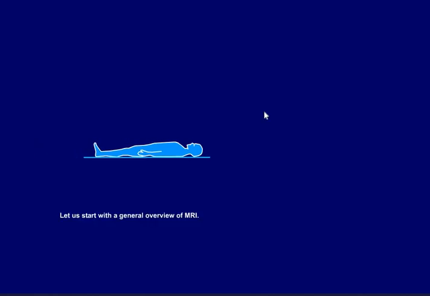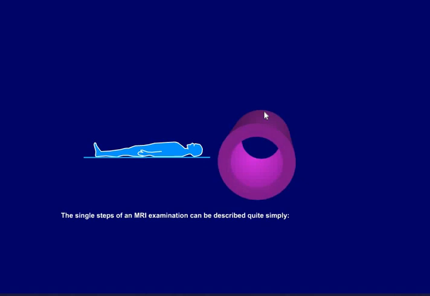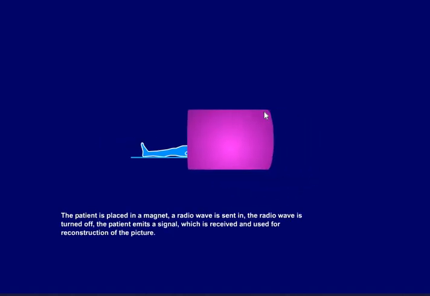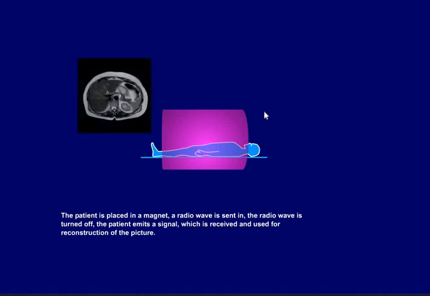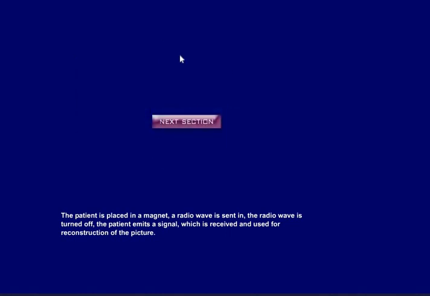Let's start with a general overview of MRI. The single steps of an MRI examination can be described quite simply. The patient is placed in a magnet, a radio wave is sent in, the radio wave is turned off, the patient emits a signal, which is received and used for reconstruction of the picture. Let's take a look at these steps in detail.